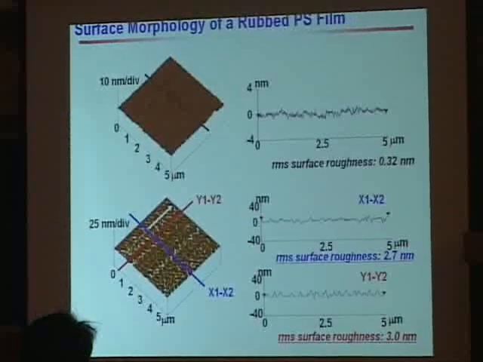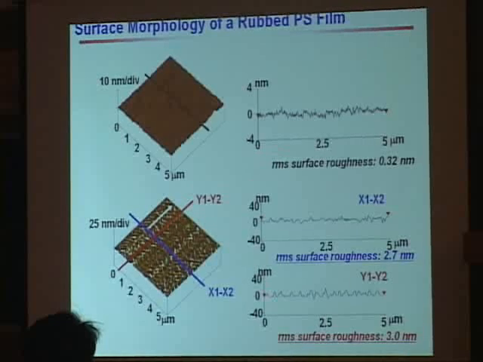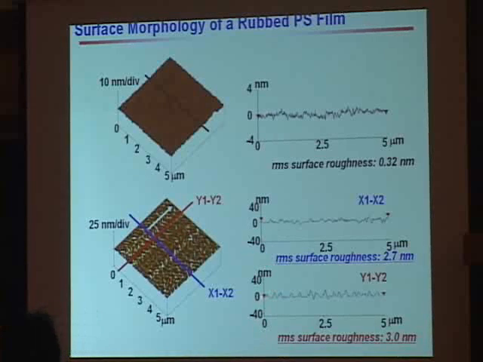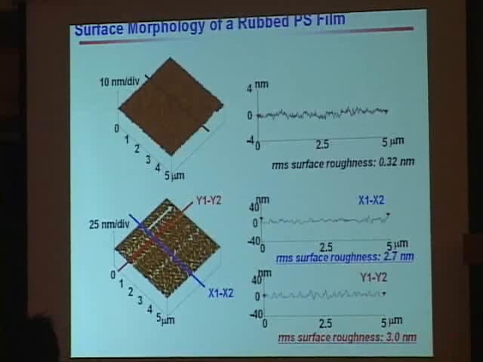But interestingly, we can find one other thing. You can find some groove-like structure along the rubbing direction. In the case of polyimide, you cannot find this phenomenon. Only polystyrene shows this regular groove-like surface topology. You can see here that the surface roughness across the rubbing direction is 2.7 nanometer, and along the rubbing direction it is 3.0 nanometer.